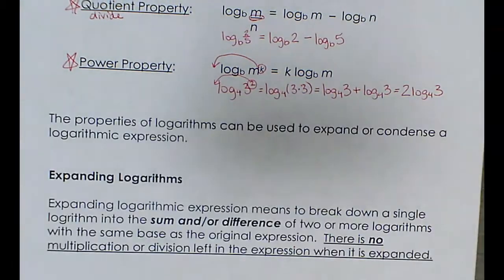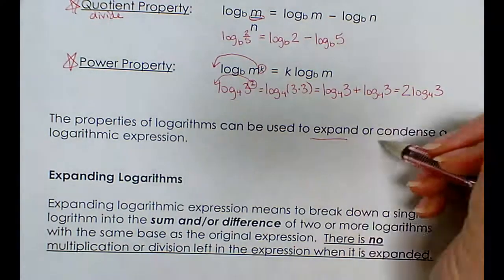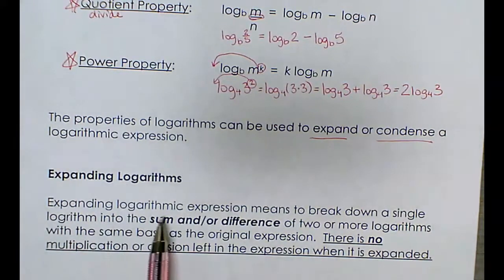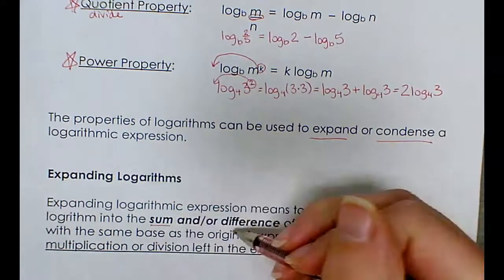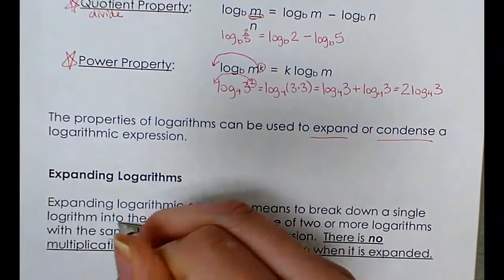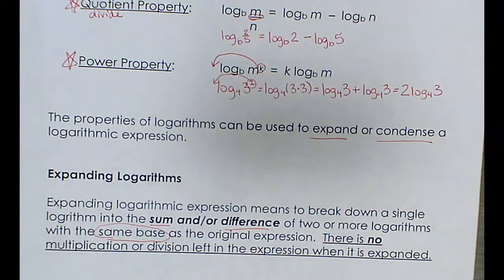So, the properties of logarithms, all 3 of them, can be used to expand or condense, which is the next day's topic, a logarithmic expression. Sometimes you'll use one property, sometimes 2, sometimes all 3 in the same problem. Expanding logarithmic expressions means to break down a single logarithm into the sum or difference of 2 or more logarithms. The trick is they need to have the same base. So it's almost like combining like terms. If you've got 2x squared plus 5x cubed, you can't add together the x squared and the x cubed terms because they don't have the same exponent. Same thing here.